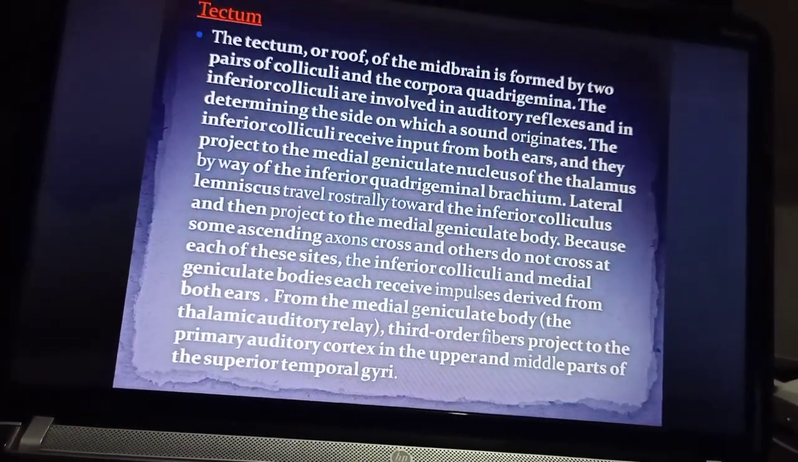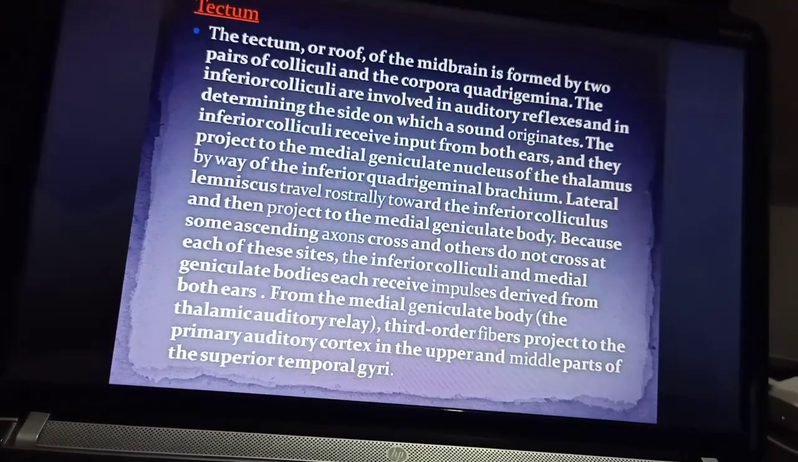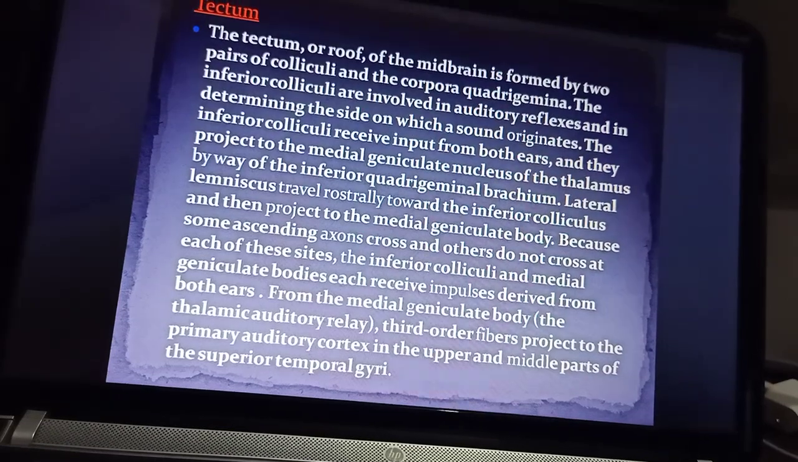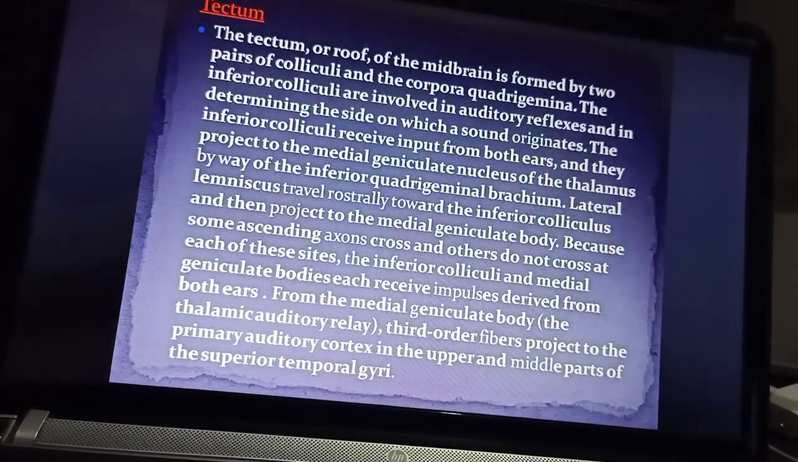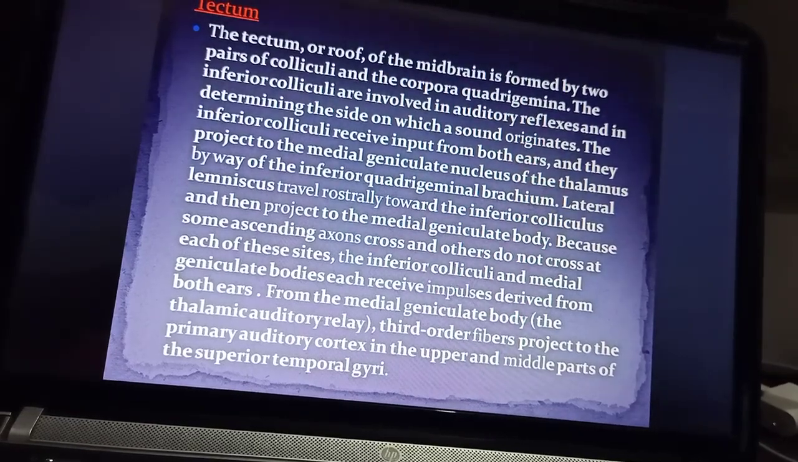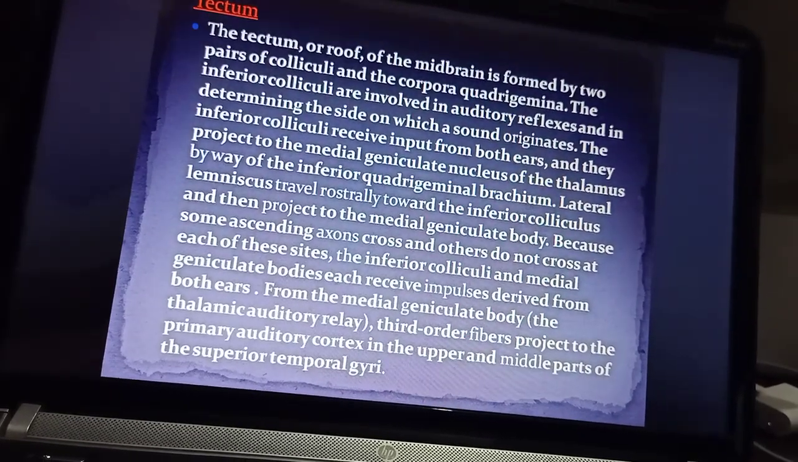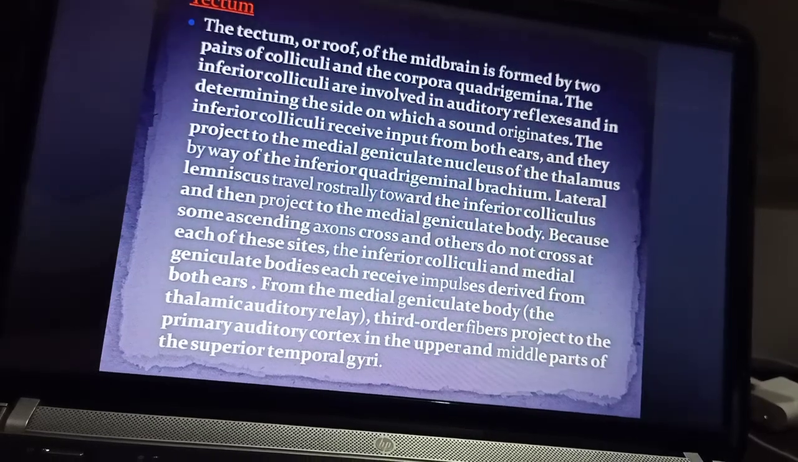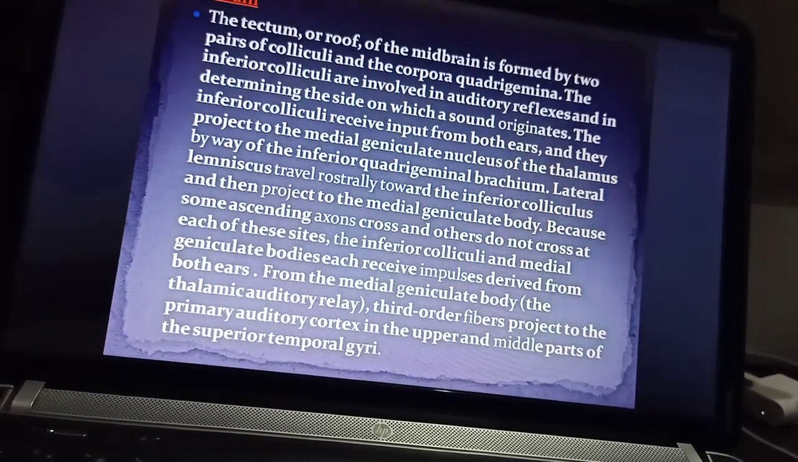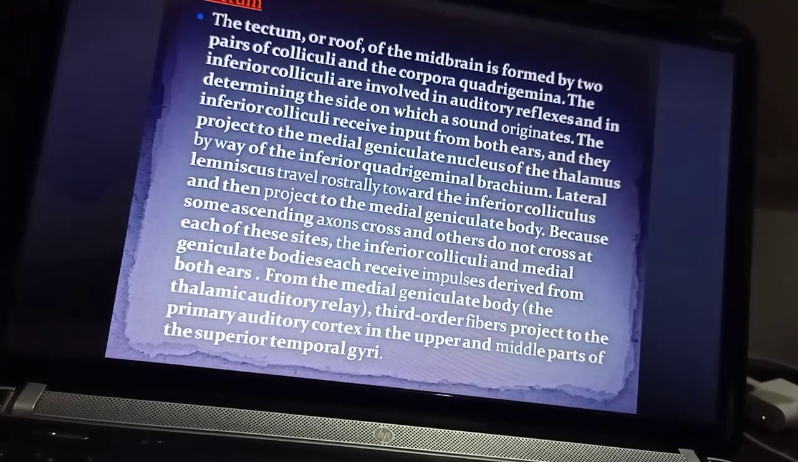The tectum, or roof of the midbrain, is formed by two pairs of colliculi, the corpora quadrigemina. The inferior colliculi are involved in the auditory reflex and in determining the side on which the sound originates. The inferior colliculi receive input from both ears and they project to the medial geniculate nucleus of the thalamus by way of the inferior quadrigeminal brachium.